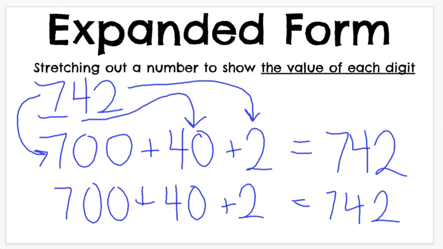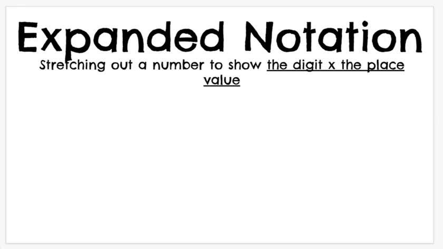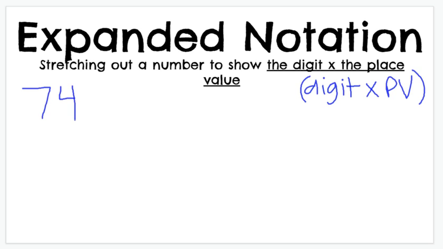Now let's look at expanded notation. So expanded notation is when we stretch out a number to show the digit times the place value. So I'm going to write that up here to help me remember: digit times place value. That's what expanded notation will show me. So again, if I use the number 742, I know that my 2 is in the ones place, 4 is in the tens place, and 7 is in the hundreds place.